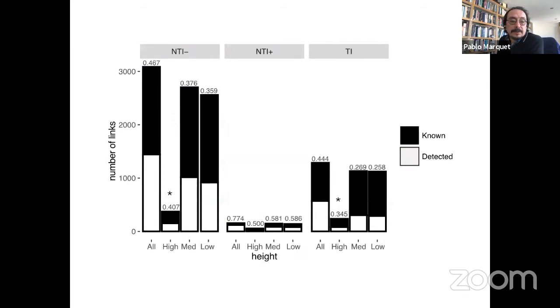So here you see that detected links are very good for negative trophic interactions, but in terms of proportions, the ones that you detect the most are the positive non-trophic interactions, and they change between environments or positions along the intertidal.